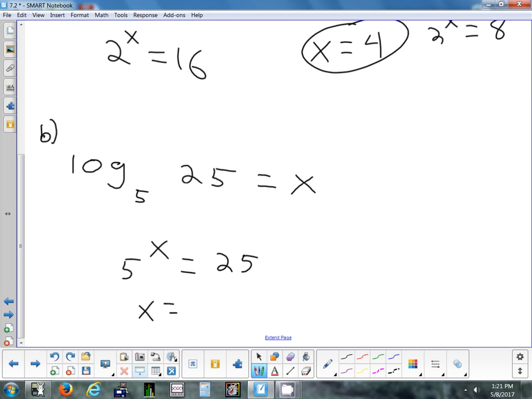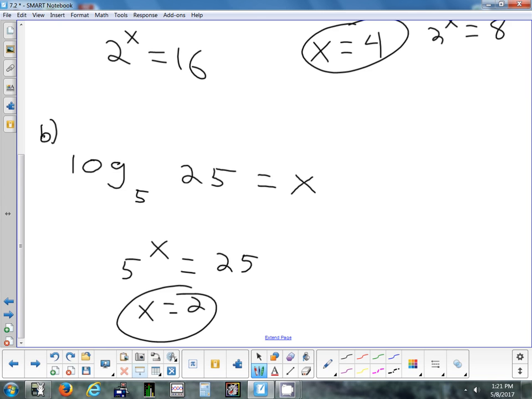Can we just do it in our heads in the first place? For this problem? Yeah, I could do that one in my head, because I just look and I say to myself, 5 to what power is 25? I don't even do this rewriting. But at first, if you're not familiar with the logs, you might have to do the rewriting. So 5 to what power gives you 25? 2. So the answer to the problem up above is 2.